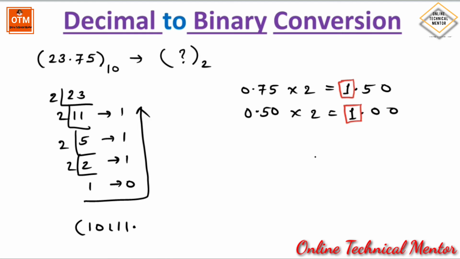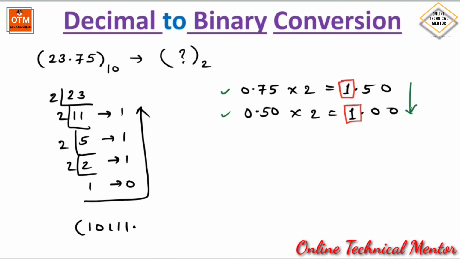And if it leads to a non-ending process, just do 4 or 5 steps. That is enough for you. But in this example, we get 2 steps, and after that, the fractional part becomes 0. Now, this one has been ignored.